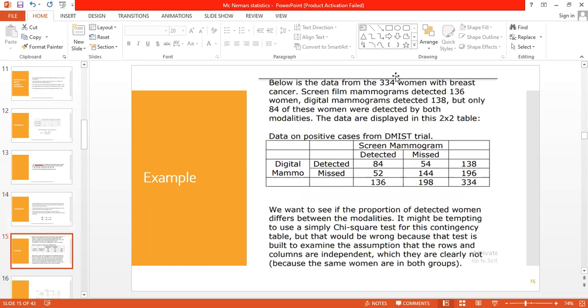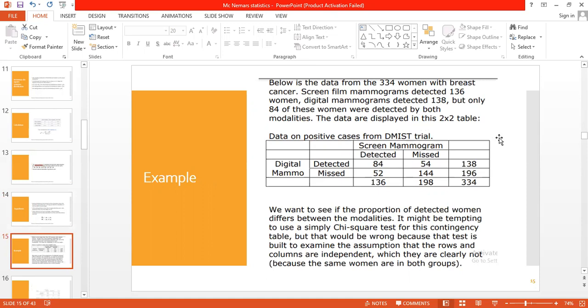This is the example. Below is the data from 334 women with breast cancer. Screen film mammogram detected 136 women. Digital mammogram detected 138, but only 84 of these women were detected by both modalities. The data are displayed in the 2 by 2 table like this.